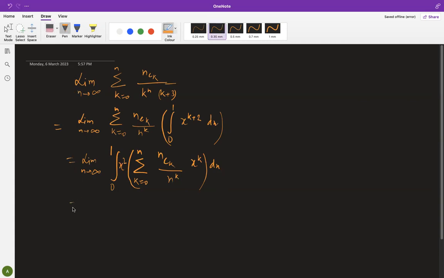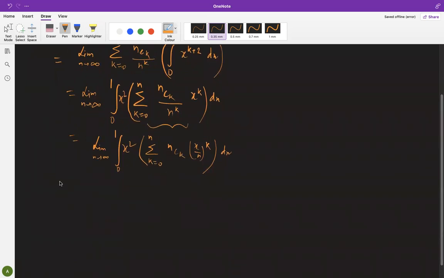After this, this becomes sigma k equals 0 to n nCk x by n raised to the power k, right? Isn't this the binomial expression? You can write this as integral 0 to 1 x square dx, limit n tends to infinity. Now this one I can write as 1 plus x by n raised to the power n, with x square over here, and limit n tends to infinity, right?